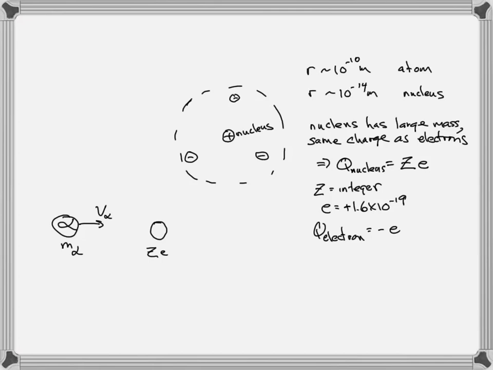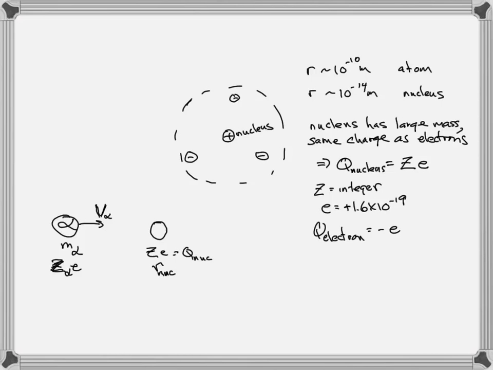The alpha particle has a mass, m alpha. It's got a charge, Z alpha E. The alpha particle was understood to be a multiple of E charge as well. It has a speed V alpha, and we're shooting it at this unknown nucleus, which has a charge ZE and a radius we'll call R nucleus.